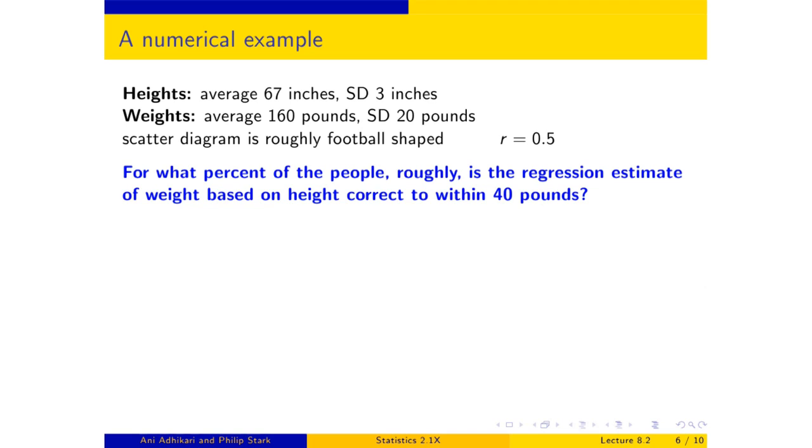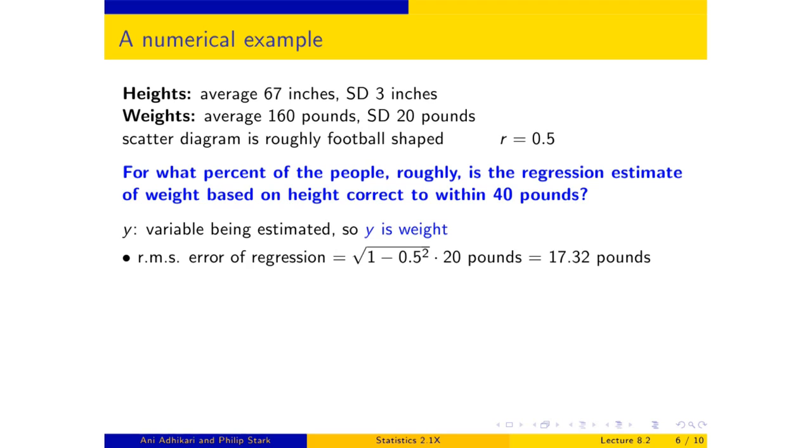And first, it's a good idea to identify the variables. So we have been using y for the variable that is being estimated. And here, what is being estimated is weight. And so y is weight. And so we are interested in errors of regression, so we better calculate the root mean square error of regression, and by formula that is square root of 1 minus r squared times the SD of y. And that comes out to 17.32 pounds, which is less than your original 20 pounds, as we have said before.